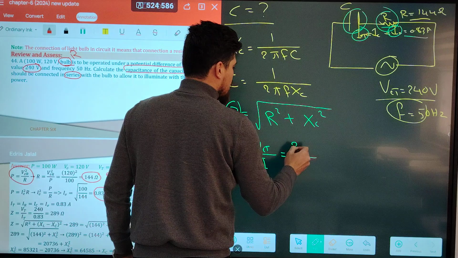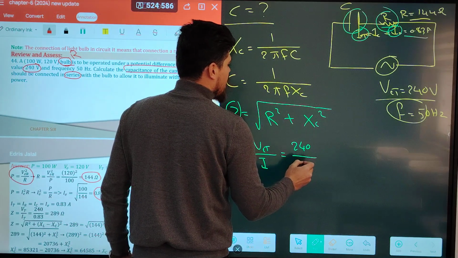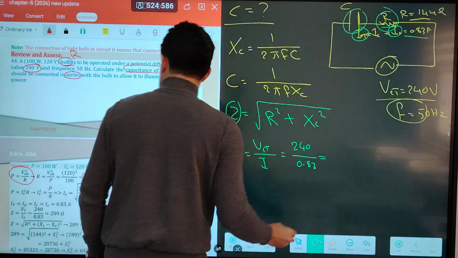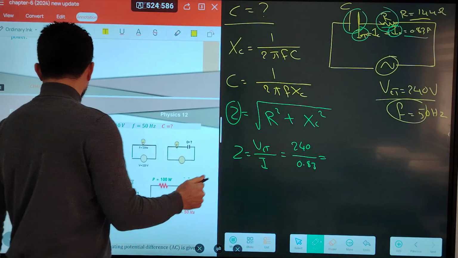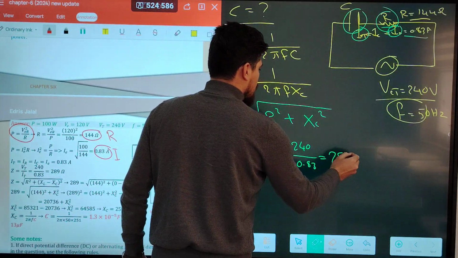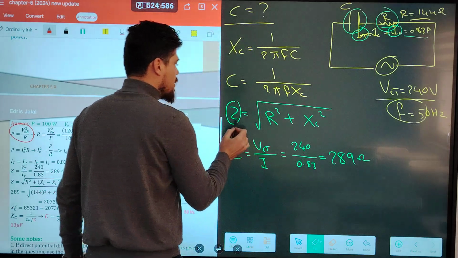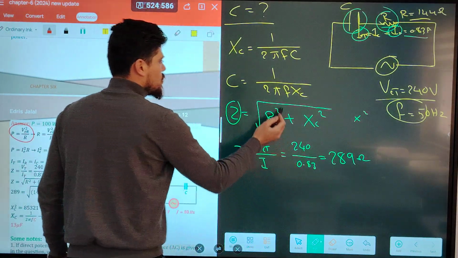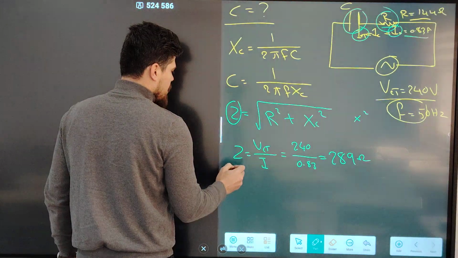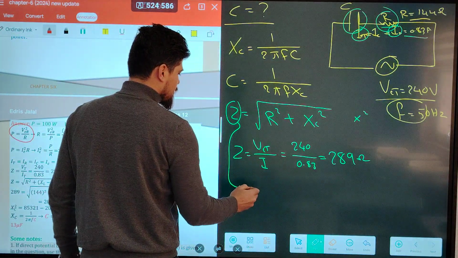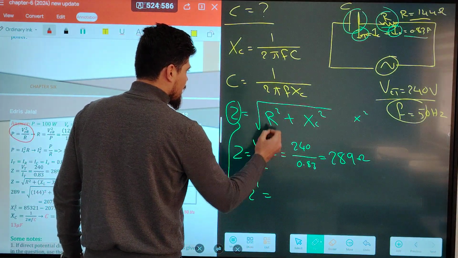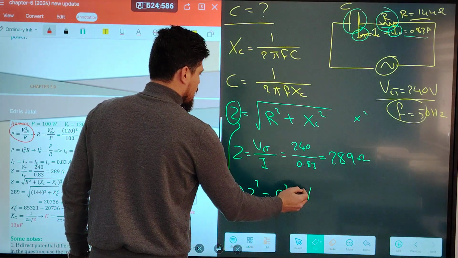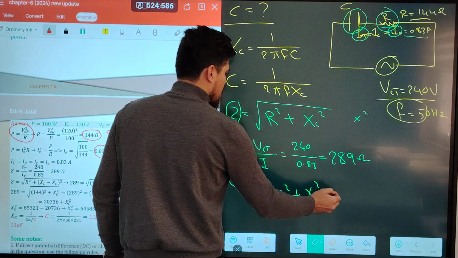Do we have V total? Yes, 240 divided by 0.83. Z is equal to 289 ohm. Now, do we have Z? Yes. Square both sides to remove this radical. The Z becomes Z squared. The radical is removed by the square. What remains? R squared plus XC squared.